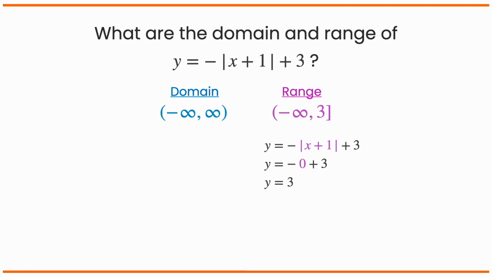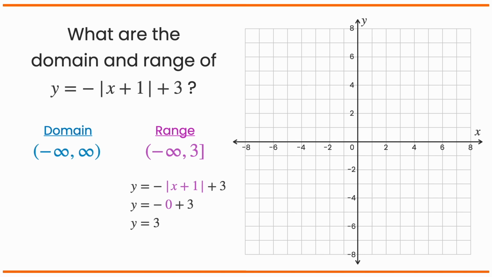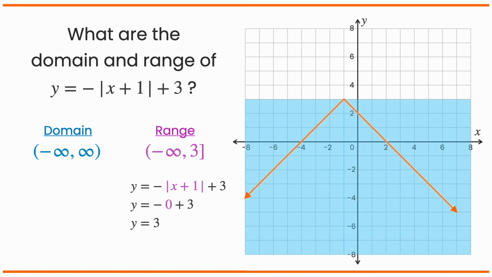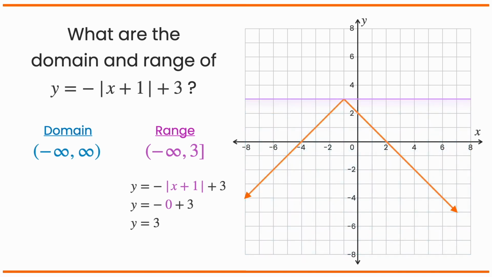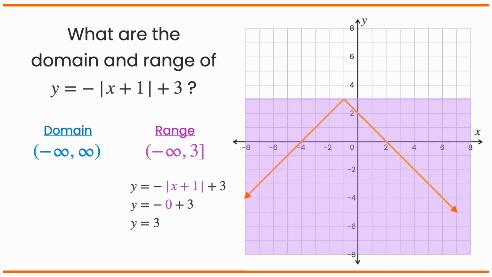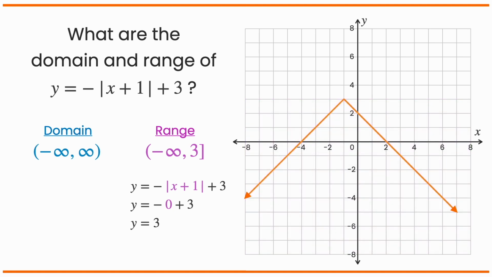In interval notation, we write this with a bracket next to the 3 to indicate 3 is included in the range. This also makes sense if we consider its graph. This equation represents an absolute value parent function that has been vertically reflected over the x-axis, shifted left 1, and up 3. Sure enough, the function looks like it extends infinitely left and right and only exists at or below y equals 3. So our domain is all real numbers, and the range is all y values from negative infinity to 3.